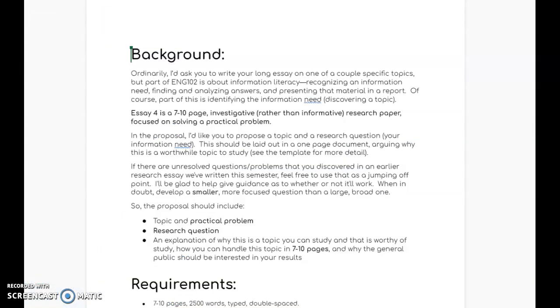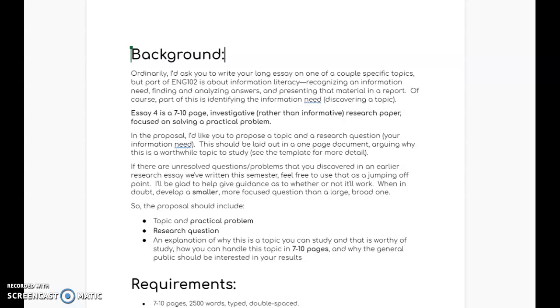All right, so this is the Essay 4 assignment. Ordinarily, I might ask you to write your long essay on one of a couple specific topics. We used to be really big on just giving you a topic and having you do research on it. But part of 102 is about information literacy. It's about identifying when you have an information need, finding and analyzing answers, and presenting that material in a report. That's really what we're asking you to do here: identify a need, find and analyze your answers, and then present that material in a report. Of course, part of this is identifying the information need, discovering a topic.